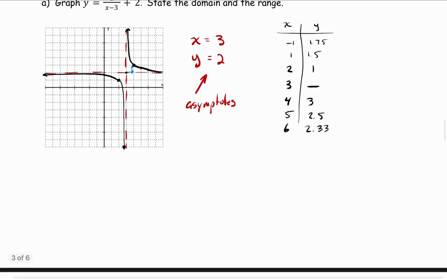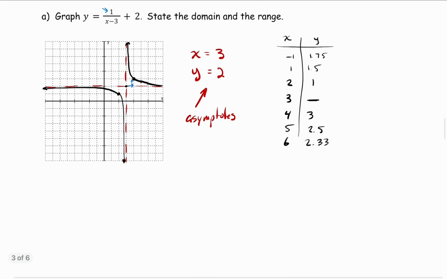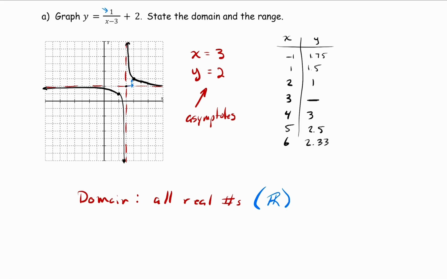Okay, and so when we think about domain and range, our domain for this, what x values can you put into this graph? We can put in all real numbers. Again, we'll use shorthand for this, the double-barred R here. All real numbers, except 3. So x is not allowed to equal 3.